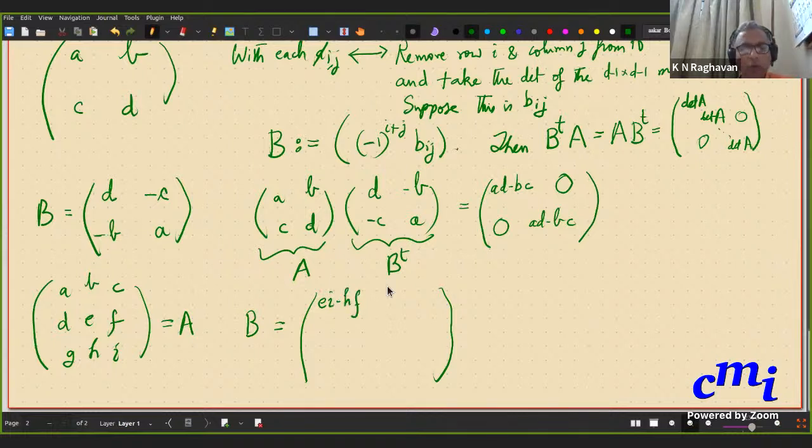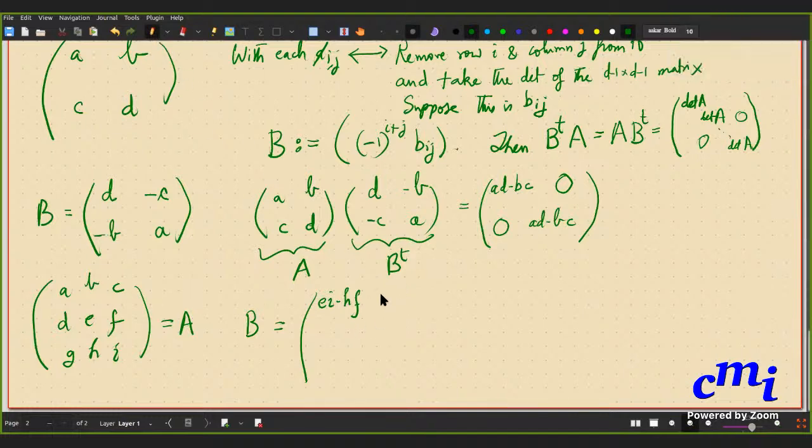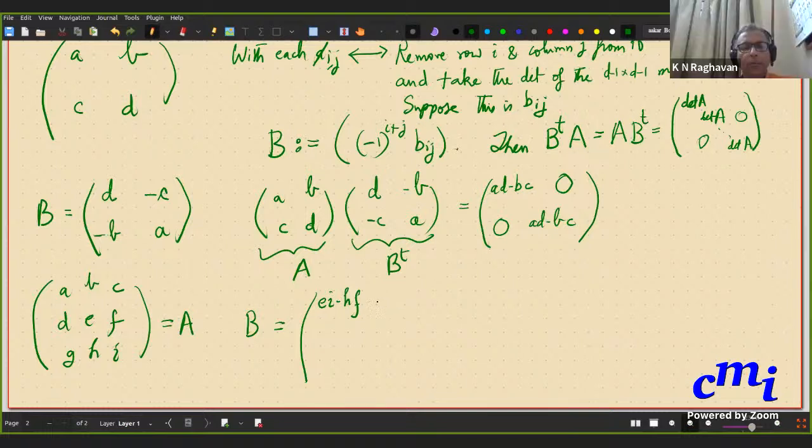I should allow myself more room. Okay. Yeah, second entry, please, here. So it's GF minus DI. GF minus BI. So let me write it as minus of, right? Because this is minus to the power 1 plus 2. What you are saying, right?